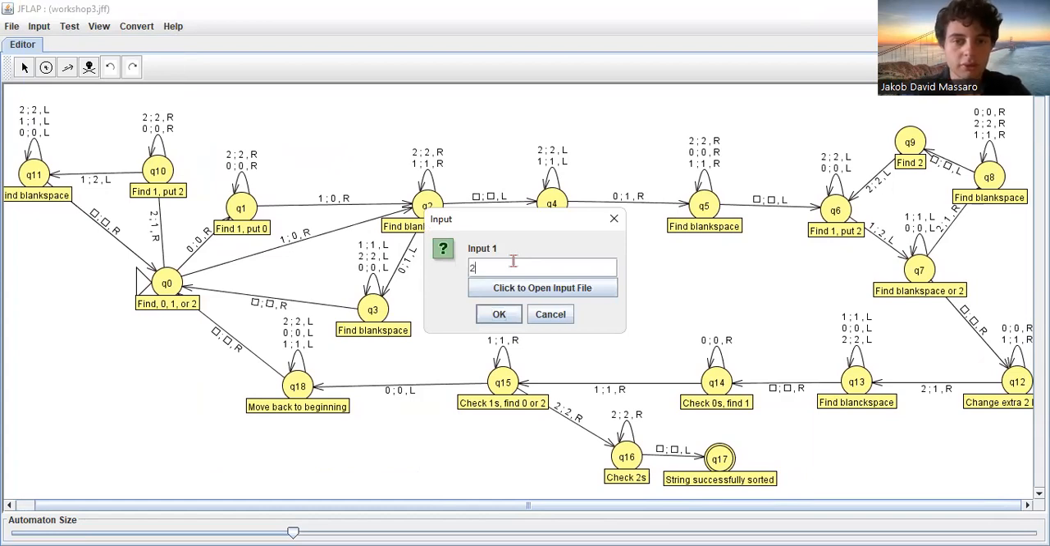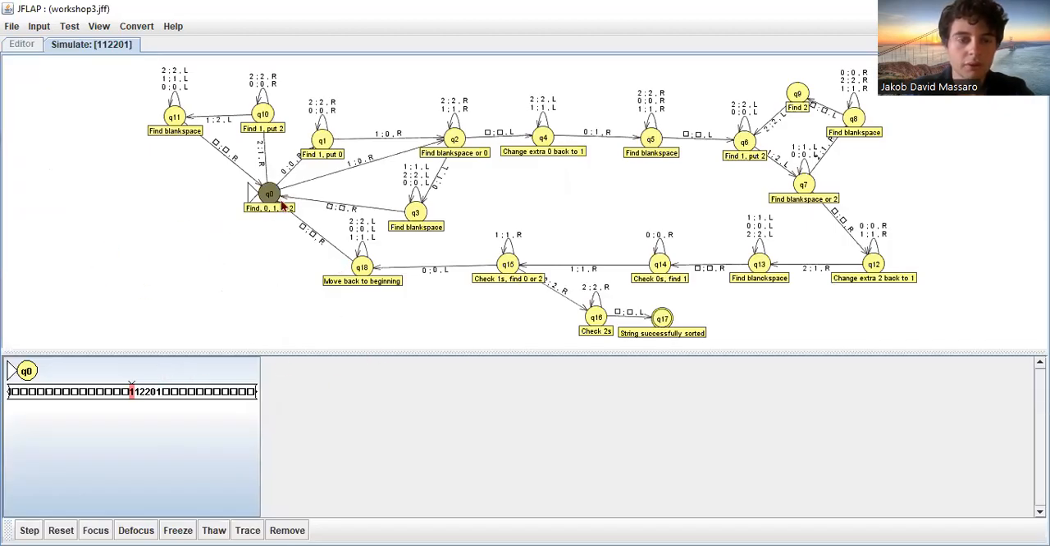So first of all, let's just start with this string. Okay, so first we start in the initial state, and it's looking for a 1 here, a 0 here, or a 2 here. And we see there's a 1 right off the bat, so it reads a 1. And then after reading a 1, it moves into this state. And then it also reads the 1, puts down a 0, and it moves on to the next.